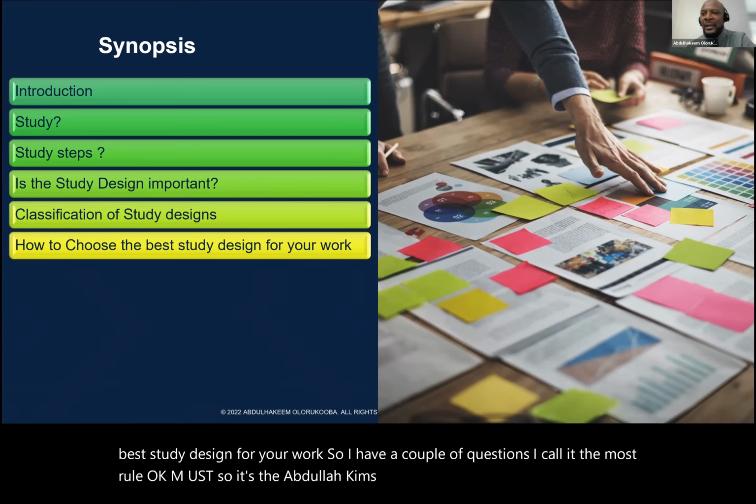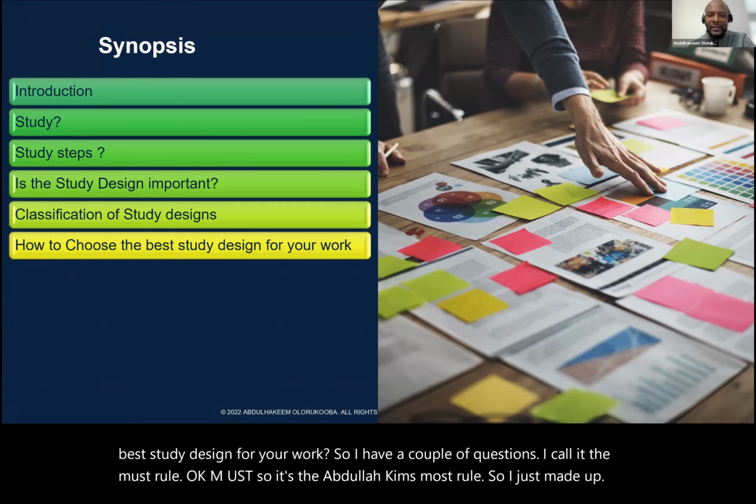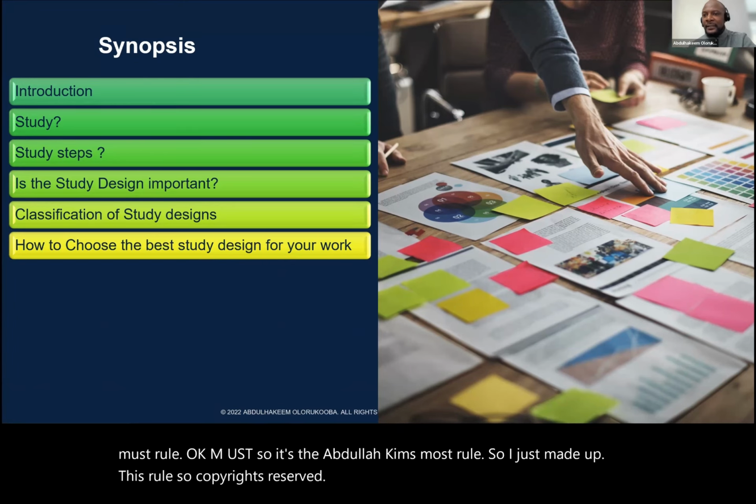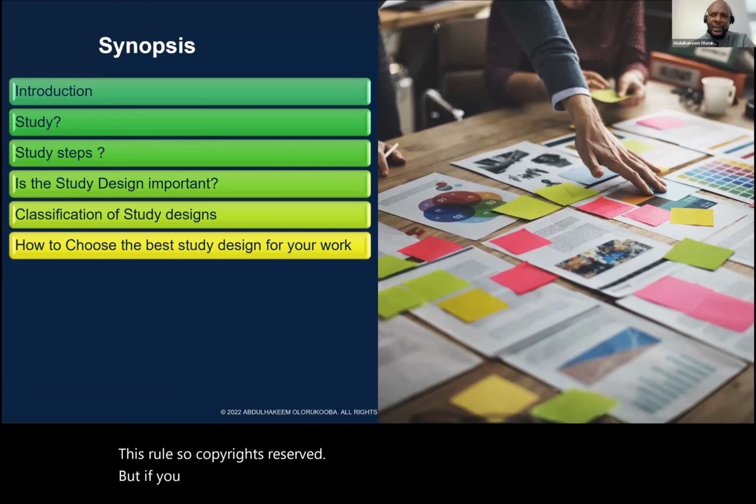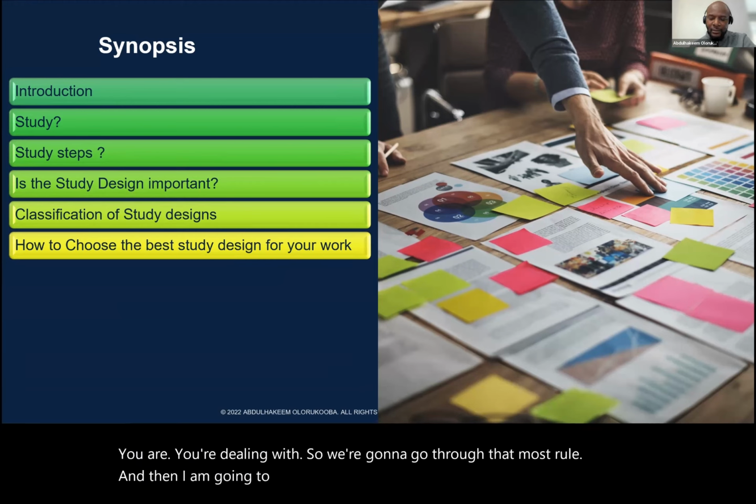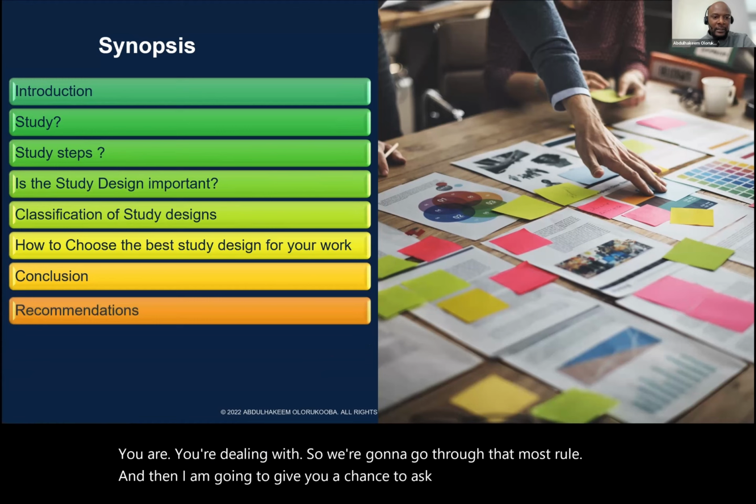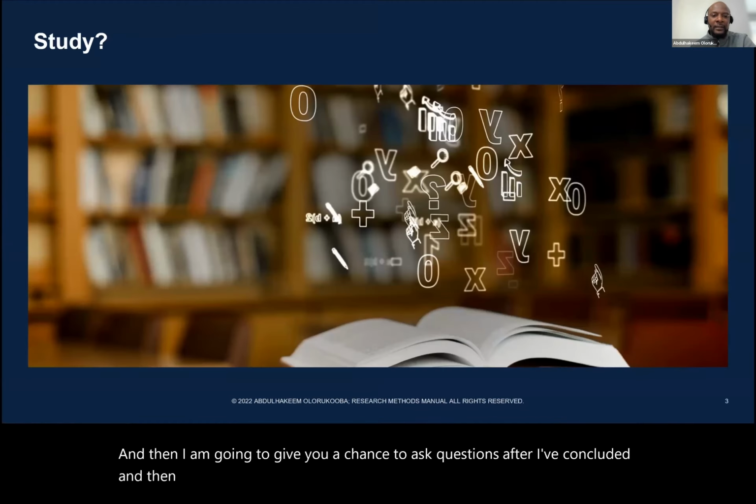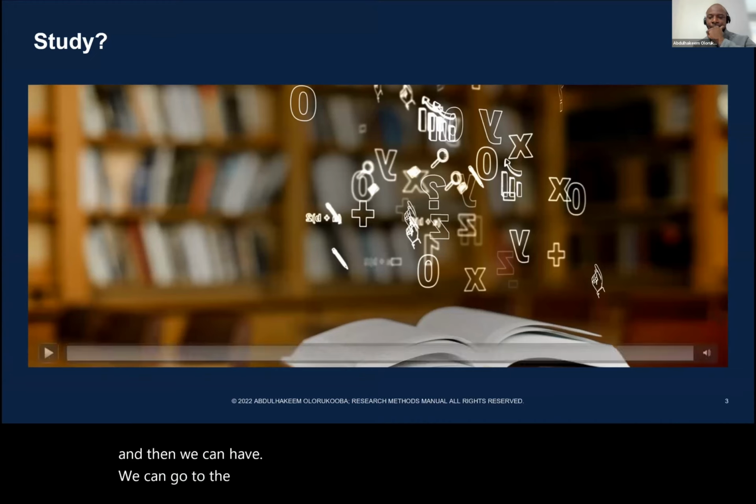So I just made up this rule. So copyrights reserved, all rights reserved. But if you can answer those questions, 4 questions, M.U.S.T, right? You should not have any doubt in your mind as to what type of study design you are dealing with. So we're going to go through that M.U.S.T rule, and then I am going to give you a chance to ask questions after I've concluded, and then we can go to the end. Hopefully, we'll stay within the time frame.